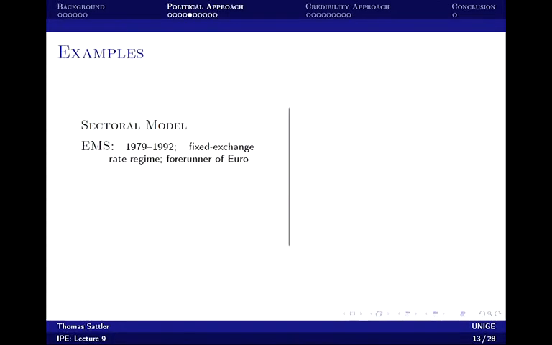Okay, I'll give you an example. So that's a theory. I'll give you an example for the sectoral model, and then I'm going to give you the same example, how it applies to the class model. So the European Monetary System, that's the EMS, that's a fixed exchange rate system that the European countries established in 1979 after the breakdown of the Bretton Woods system. It was the system that eventually led to the Eurozone.